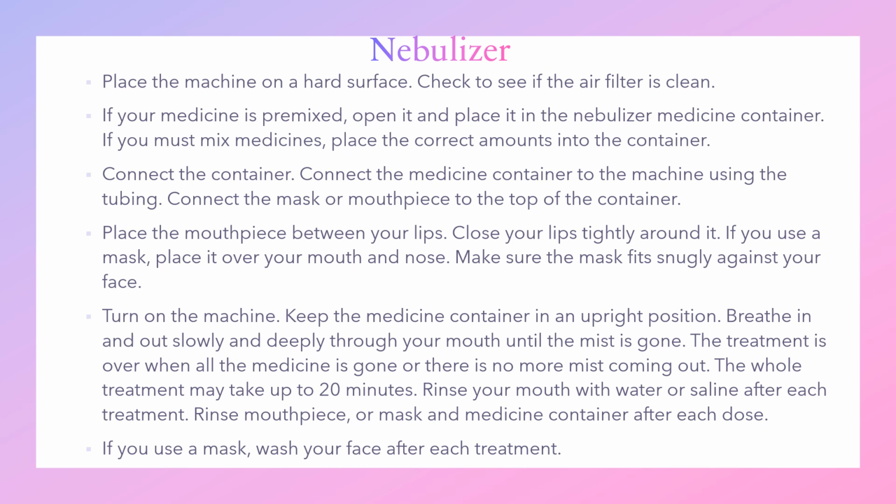Turn the machine on, of course. The patient should be sitting upright because that will facilitate the medication getting into their lungs. They're going to breathe in and out slowly through their mouth until the mist is gone. You will hear that the mist is no longer coming out. Sometimes you'll hear a spitting sound when the mist has run out. So the nurse will start the administration and check on the patient periodically until the mist is no longer coming out of the machine.